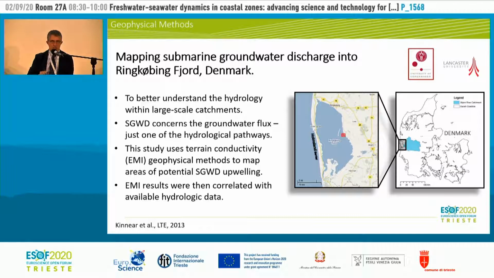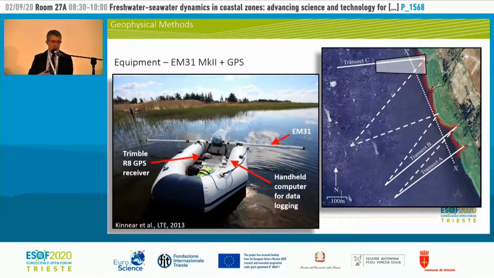I want to show you some other examples that are more specifically related to seawater-groundwater interactions. And I will start with a very simple one. This is in Denmark. It's a coastal area where my colleagues wanted to see the interaction between groundwater and seawater in terms of groundwater discharge into the sea. This has been done using electromagnetic methods, in this case on a small boat, of course with GPS positioning. You see a few transects perpendicular to the coast.